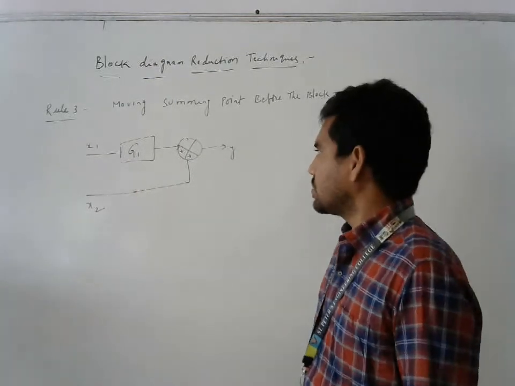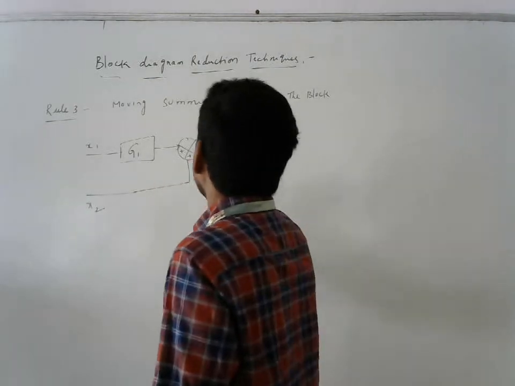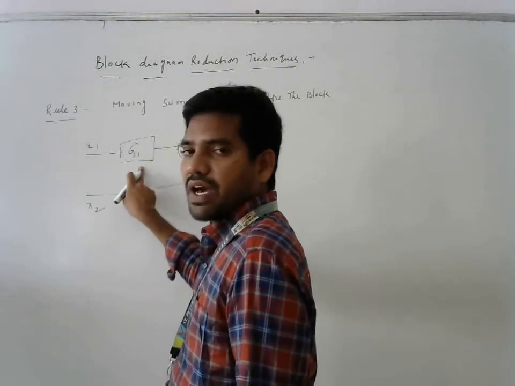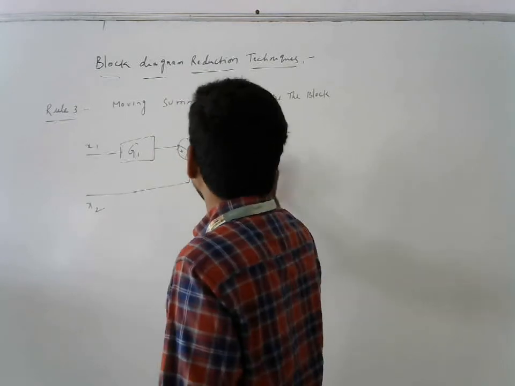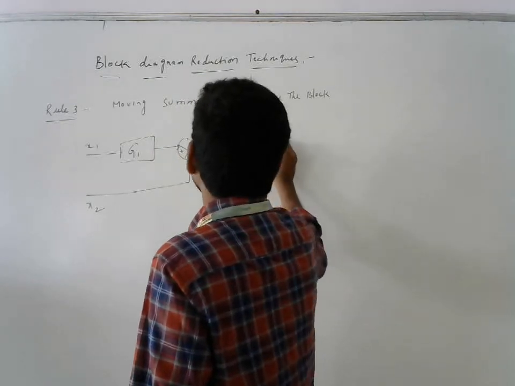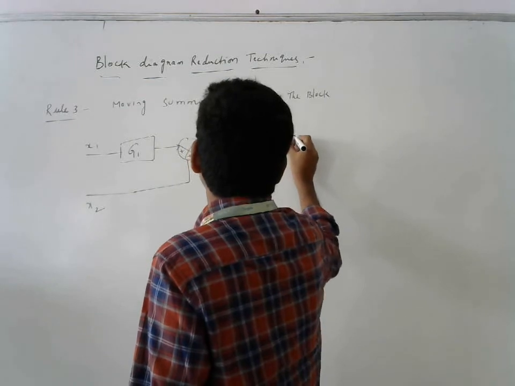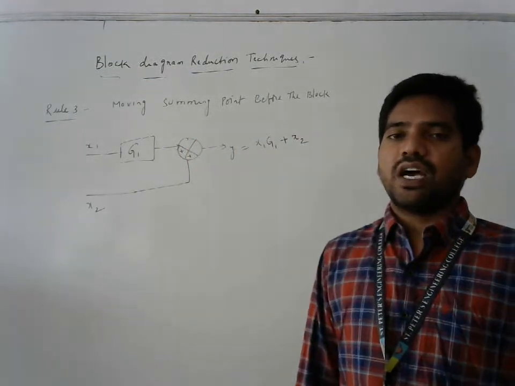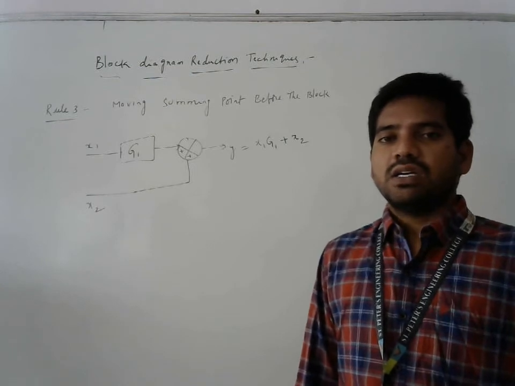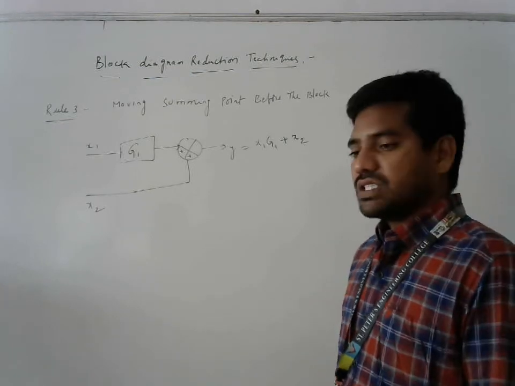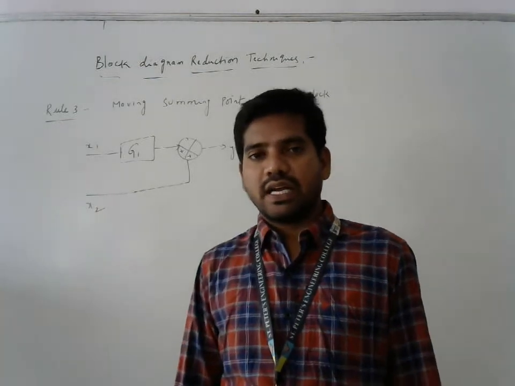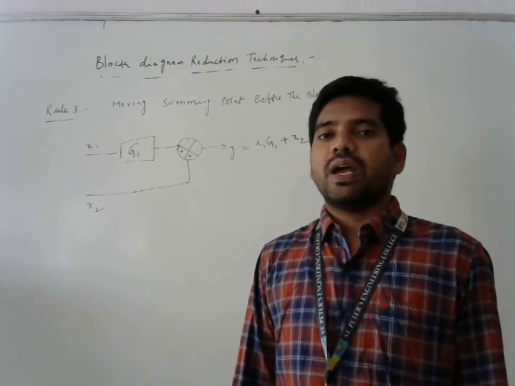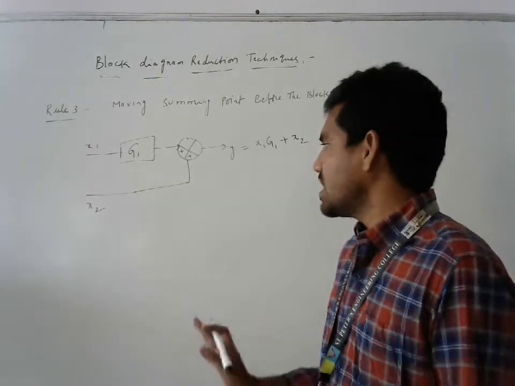How are we going to do it? Now what is the output here? Finally Y is equal to X1 into G1, and then X2 is added. X1 G1 plus X2, that is the output. If you apply network reduction techniques, the output of the particular system will not vary. The output must be the same.